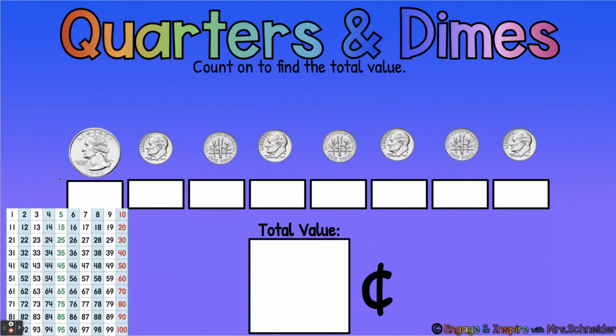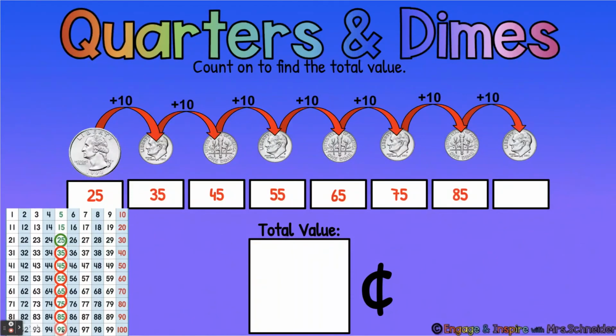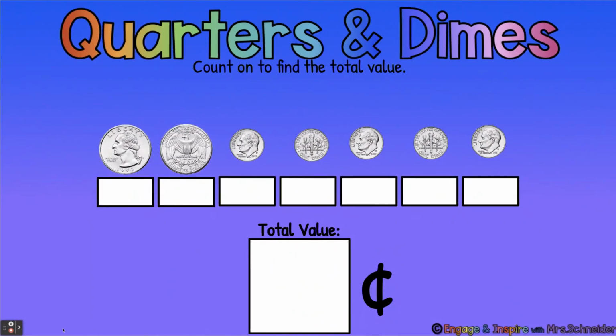Here we go. 1/4 is 25. Okay, now we're going to add 10. So we're going to put our finger on the 25 on the hundreds chart. We're going to add 10. So we're going to go one number down. 35. We're going to add 10 more. 45. We're going to add 10 more. 55. Add 10 more. 65. 10 more. 75. Add 10 more. 85. And add 10 more. 95. 95 cents. Good job.